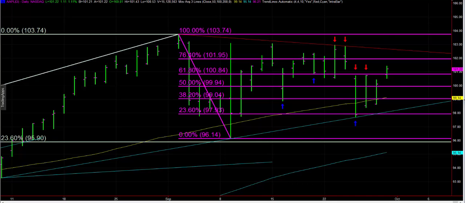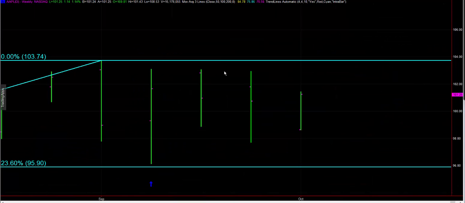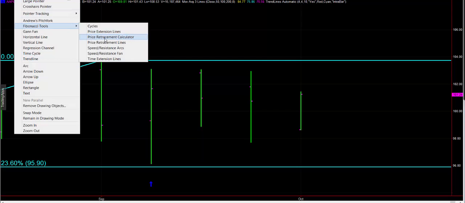We want to go ahead and take a peek at something very interesting with a weekly chart. This is the weekly chart of Apple. What we did is we have drawn some retracement lines from the 2014 low right around 70.51 all the way up to that aforementioned 2014 high, 103.74. We can see that about 4 weeks ago we bounced right off this 95.90 area. That is that 23.6% retracement area.